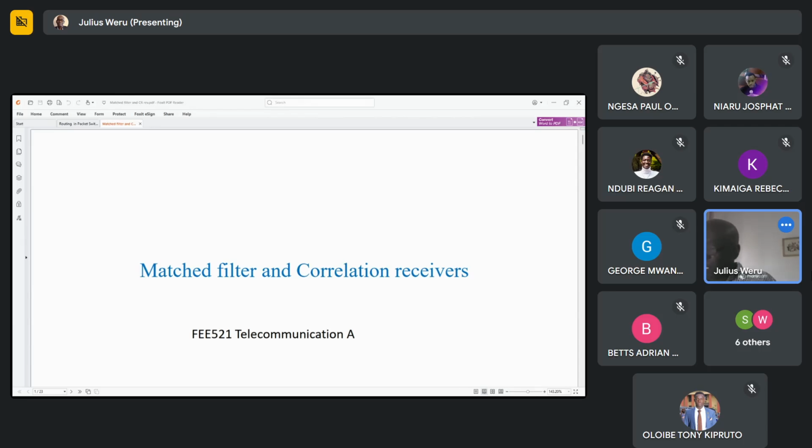Today we are looking at the area of receivers in the communication systems. So we are going to look at what type of receivers we can have for both baseband transmission and passband transmission. Just to link up with what we have done so far, just to see where that falls in the communication system.